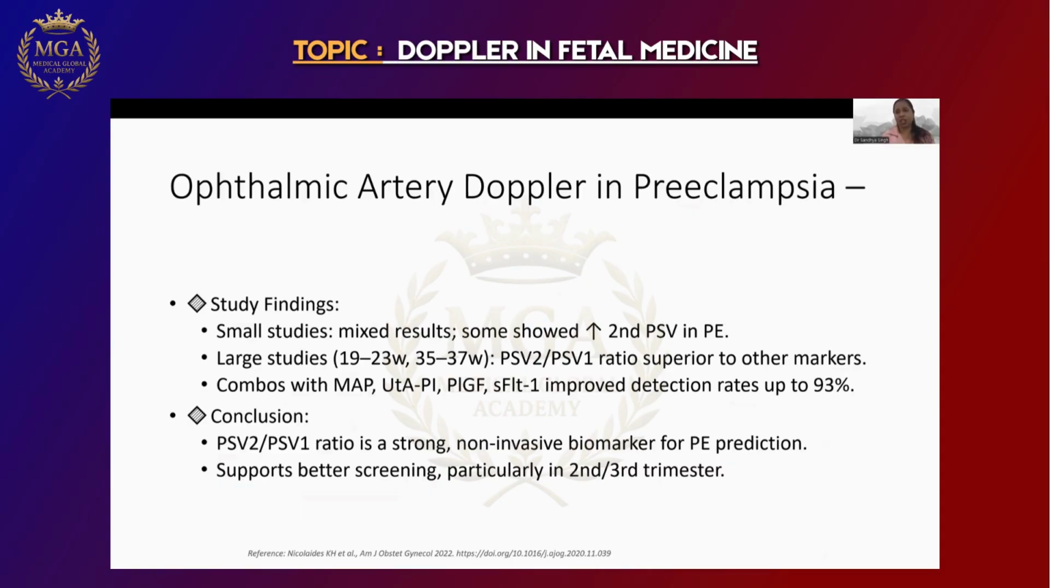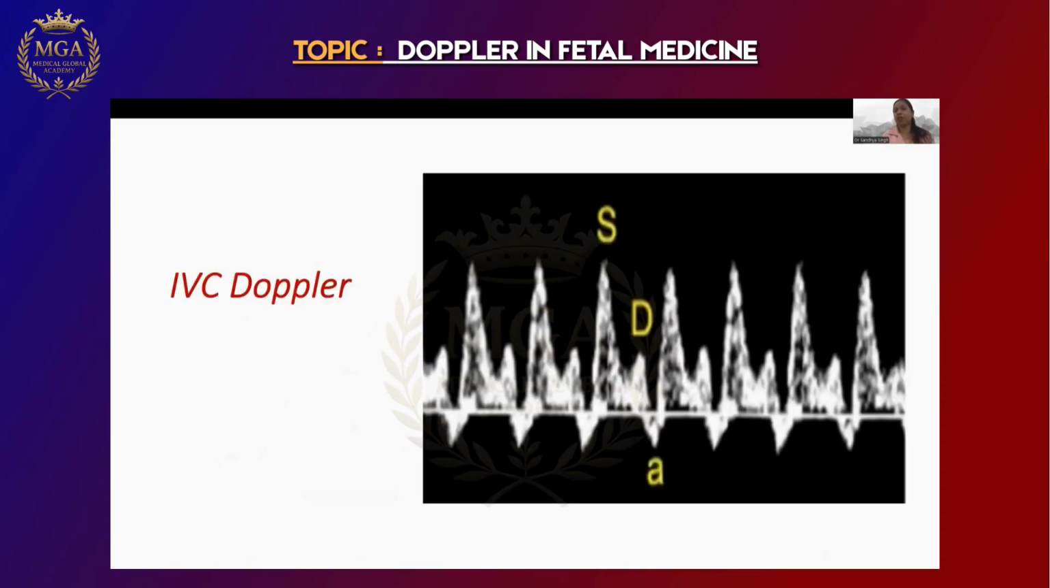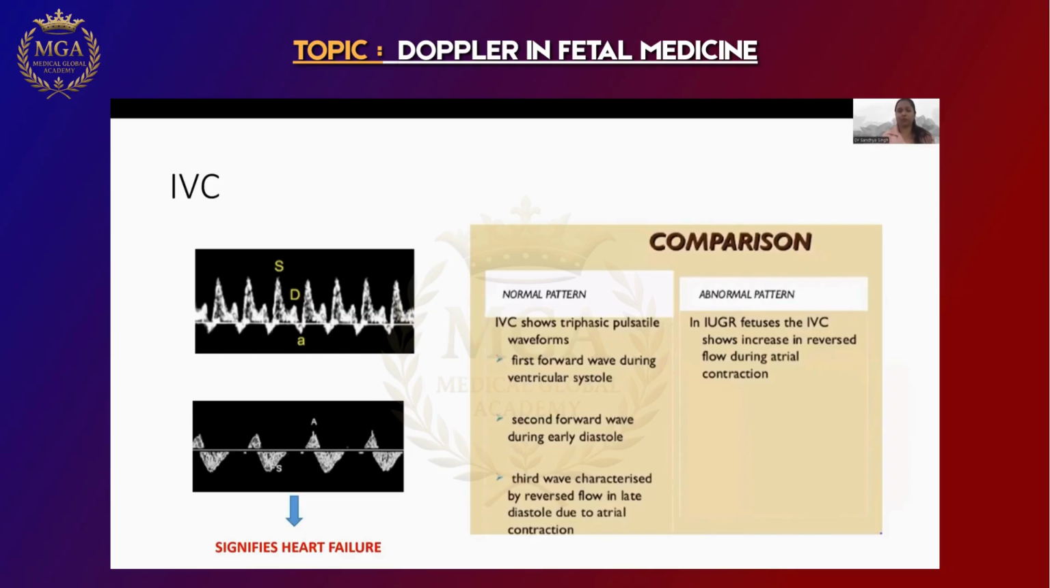You can use this and calculate the risk for preeclampsia. IVC Doppler, I told you, there is a triphasic waveform, and this is normal. If you see such kind of waveform in DV, it is abnormal. But for IVC, this is normal.